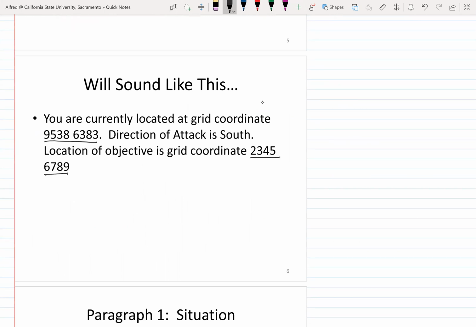I'm not going to do that, but you're supposed to say them, and then you say them again, and then you go to the next sentence. Yeah, you're currently looking at grid coordinate, blah, blah, and then you repeat it, blah, blah, direction of attack is south.